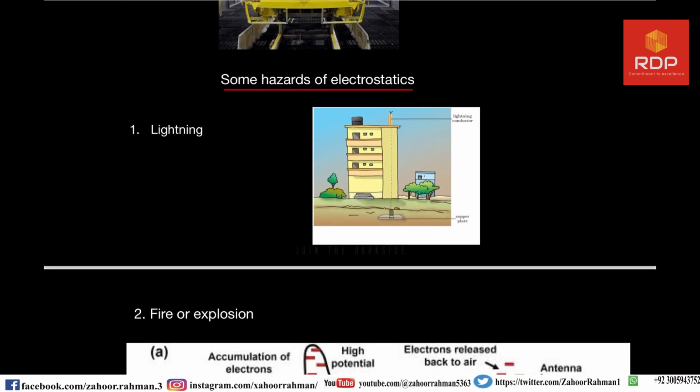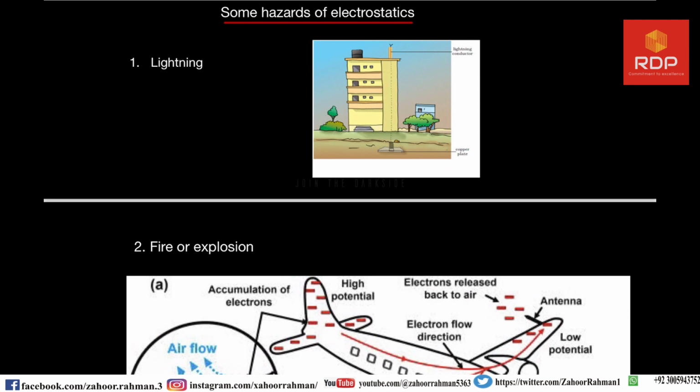Now, in the next section, we are going to discuss some hazards of electrostatics, such as lightning. Maybe you have seen a rod at the top of a building as shown in the figure, and you might be wondering what the main purpose of this rod is. Dear learners, this rod is very important as far as lightning from the clouds is concerned.